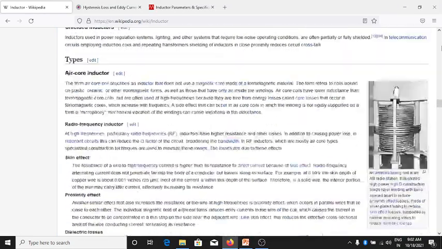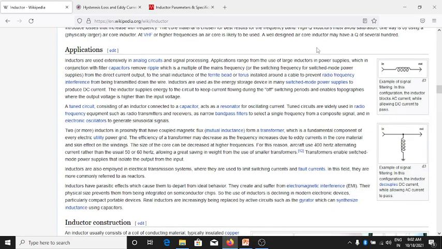Now, applications. Okay. Inductors are used extensively in analog circuits, signal processing circuits, okay, and in electrical transmission is their application area.